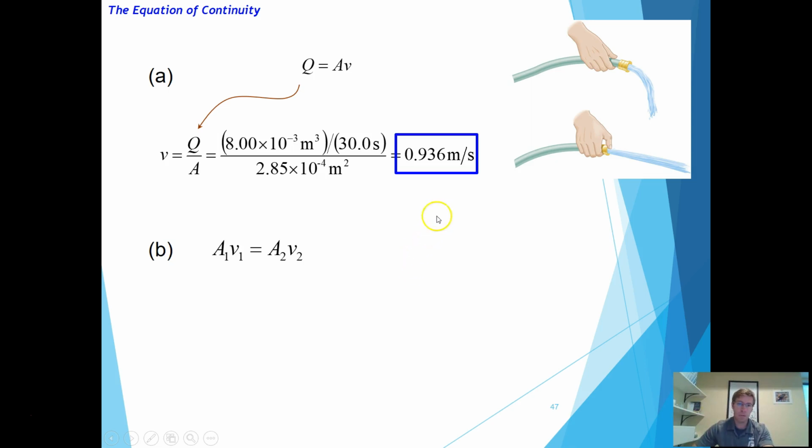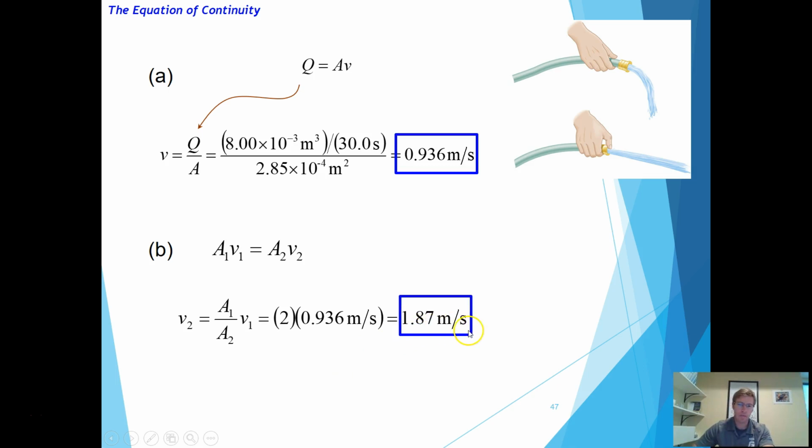Then for part B, we're asked to find the new speed when you cover it up halfway. Well, it's an ideal fluid, right? It's an ideal fluid, so we can use this reduced equation of the continuity equation, and solving for V2, what you find is that the speed just ends up doubling to 1.87 meters per second. So the question is, will you now be able to fill up the water bucket faster? And your answer is no. The water comes out faster, but the quantity of water comes out the same.